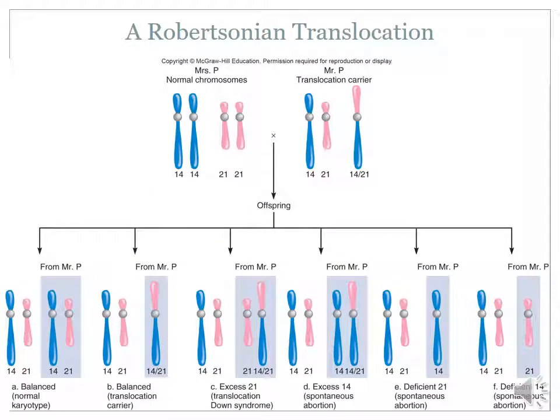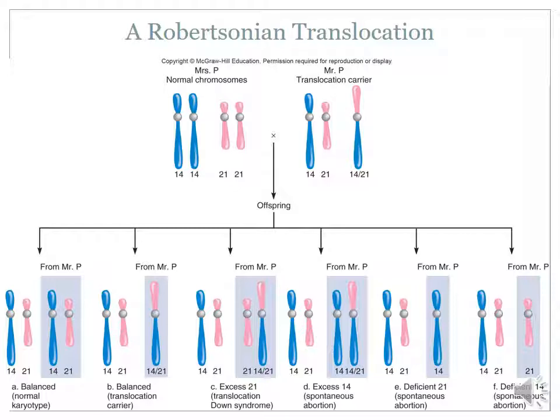Let's look at an example of a Robertsonian translocation with Mr. P and Mrs. P. Mr. P is a translocation carrier and Mrs. P has normal chromosomes. Mr. P has 45 chromosomes because the long arm of 1 chromosome 14 has joined the long arm of 1 chromosome 21. He has no symptoms. Mr. P makes 6 different types of sperm.